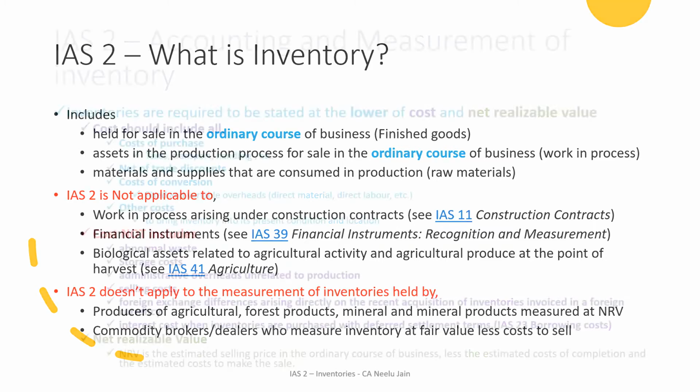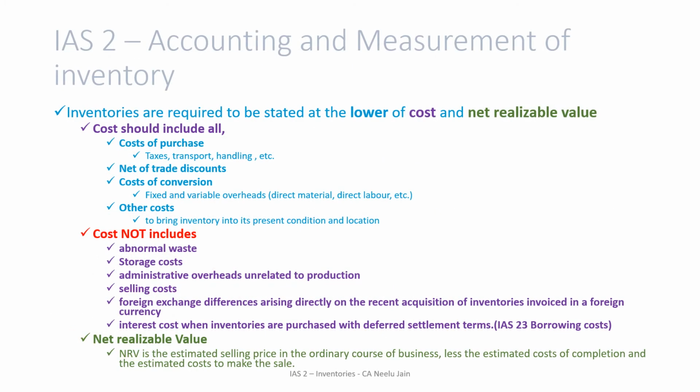Let's move next. The next point is accounting and measurement of inventory. Now we have seen what is inventory. Now we have to look at how you account for inventory and how you have to measure your inventory. There is a fundamental principle under IAS 2 which states that inventories are required to be stated at lower of cost and net realizable value.